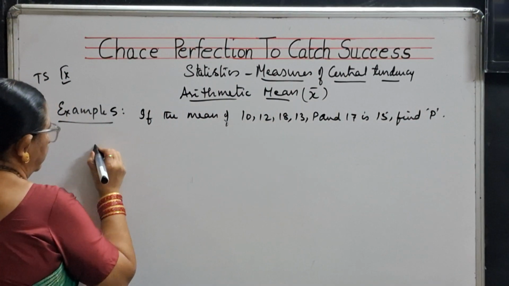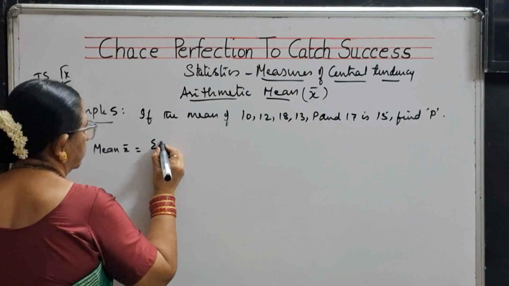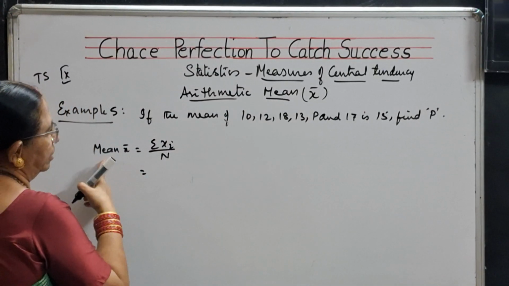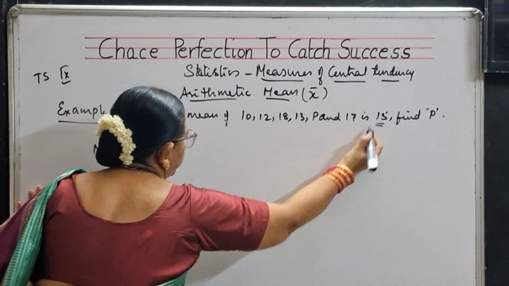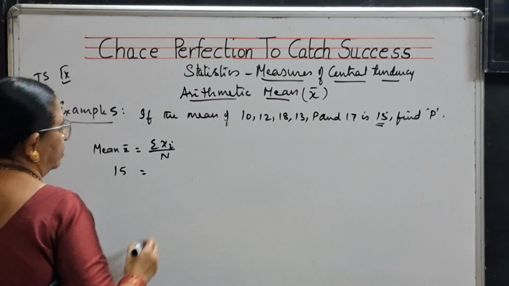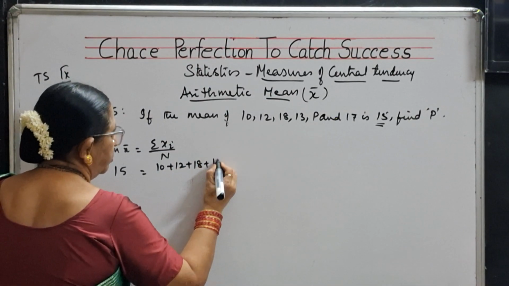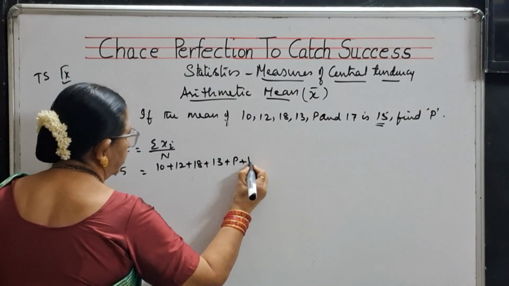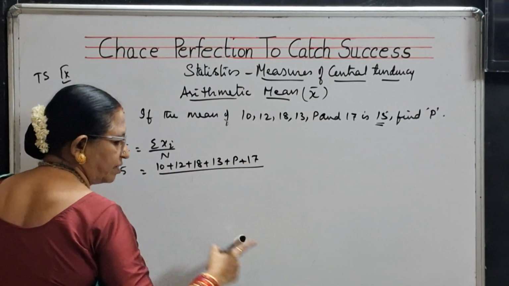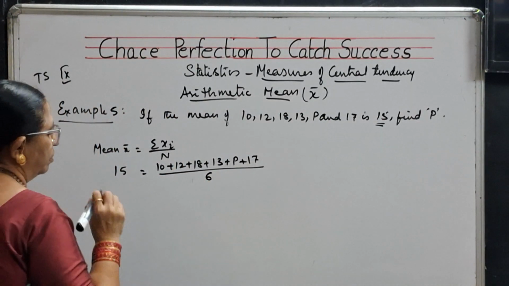So what is mean? Mean x dash is equal to sigma xi by n. Here they have even given the mean. 15 is the mean they said. So in the place of mean I am writing 15 is equal to 10 plus 12 plus 18 plus 13 plus P plus 17 divided by how many? 1, 2, 3, 4, 5, 6. You have got 6 values. So what are we getting?